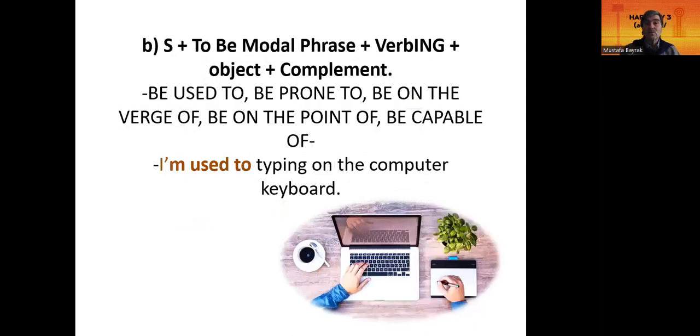Now, be to as a modal phrase, plus verb-ing: be used to verb-ing, be prone to doing something or being something, having something, be on the verge of doing something, be on the point of, be capable of. I am used to typing on the computer keyboard. I am used to being a YouTuber. I am used to having a YouTube channel.